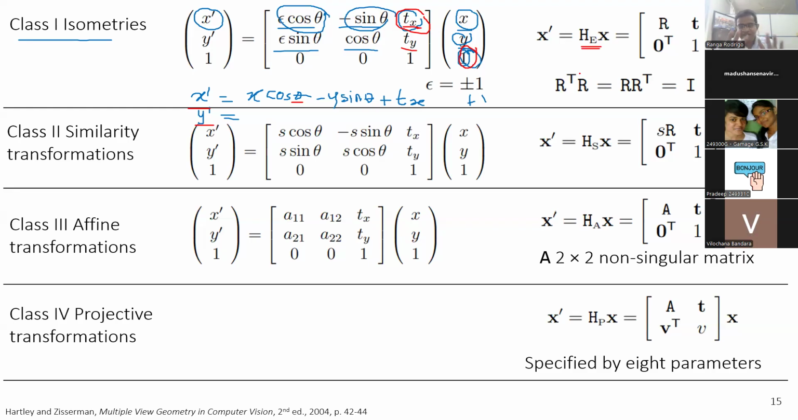So remember this transformation equation: epsilon cos theta, minus sin theta, tx; epsilon sin theta, cos theta, ty; 0, 0, 1. Please remember that. We will code it and see how that transformation happens.